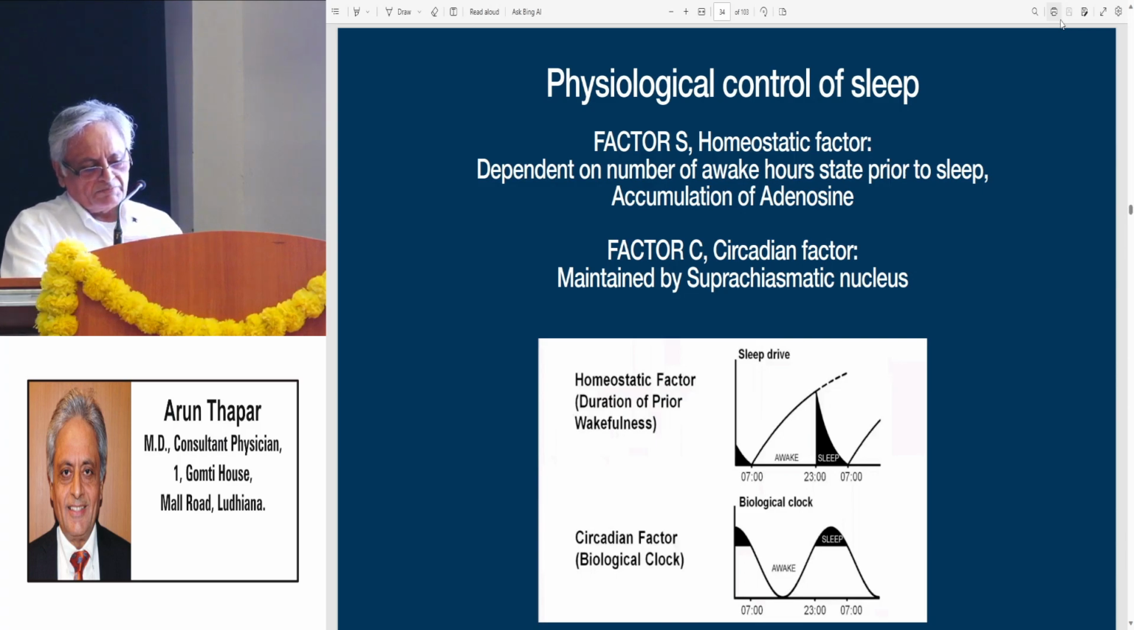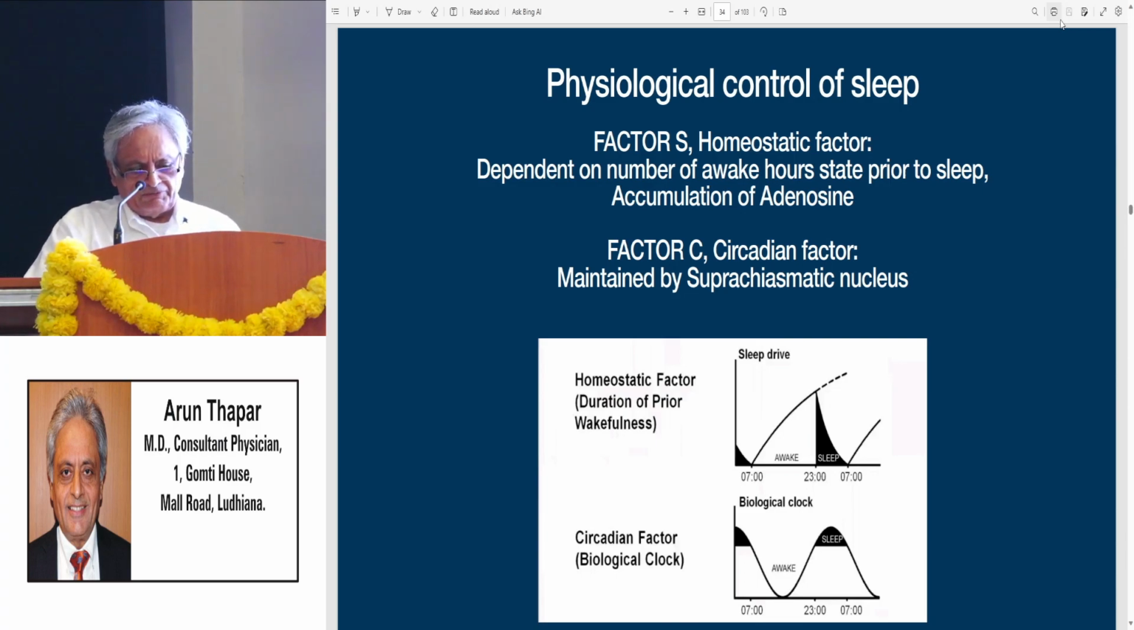Regarding the physiology, I'll be briefly touching on two factors. One is factor S, the other is factor C. They play basically the role in the sleep part. Factor S is a homeostatic factor dependent on the number of awake hours prior to the sleeping phase. During the awake hours, you have accumulation of adenosine.